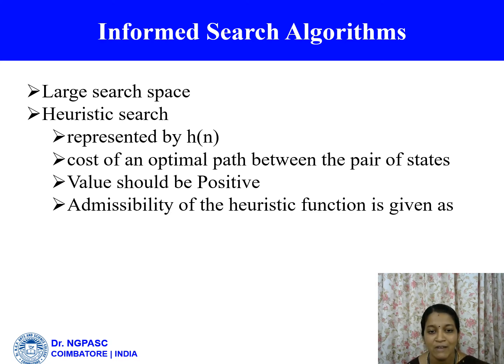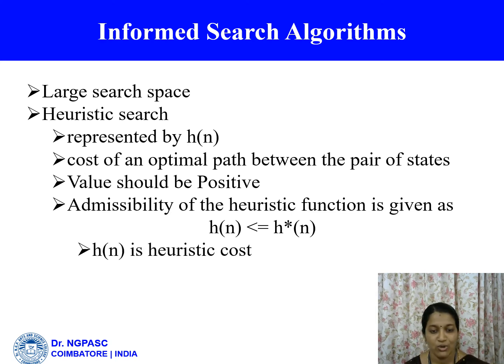It is represented by h of n, the cost of an optimal path between a pair of states. The value should be positive in the heuristic function. The admissibility of the heuristic function is given as h of n is less than or equal to h star of n. Let us see what h of n is. H of n is the heuristic cost and h star of n is the estimated cost. So the heuristic cost should be less than or equal to the estimated cost. That is why it is represented as h of n is less than or equal to h star of n.